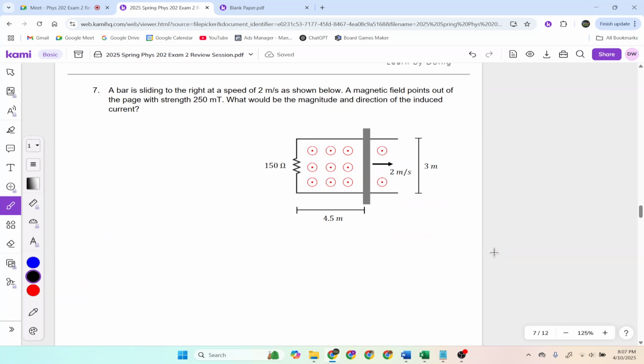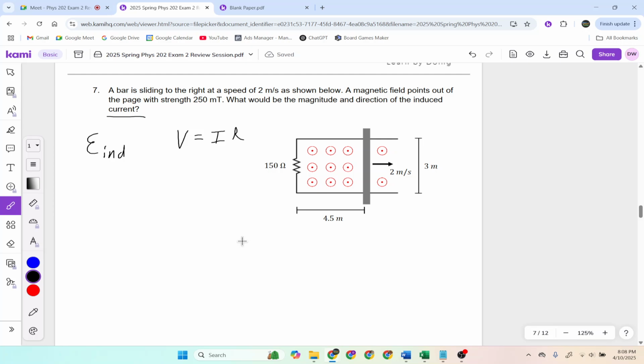Next, number 7. This is a very, very famous example with Faraday's law. A bar is sliding to the right at a speed of 2 meters per second as shown below. A magnetic field points out of the page with strength 250 millitesla. What would be the magnitude and direction of the induced current? So they're not asking about voltage, they're asking about current. That means I gotta first find the induced voltage, and then I gotta use V equals I times R, Ohm's law.